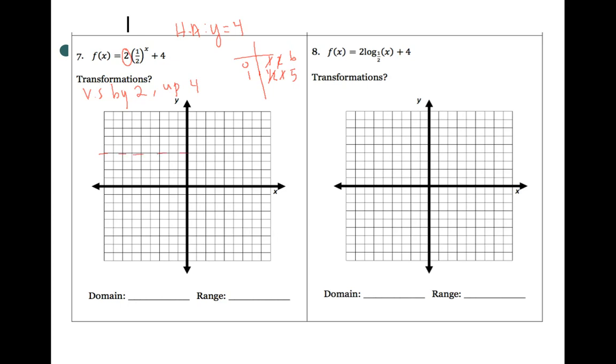The only thing I don't like that I didn't do, and maybe I'll talk about it on the next one, I guess I kind of talked about it in the warm-up, is 0, 6, 1, 5, and decay. Right, so your domain's all real numbers. Your range is going to go from 4 to infinity.